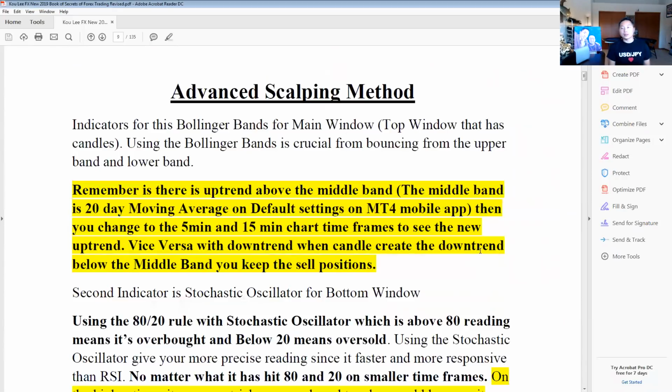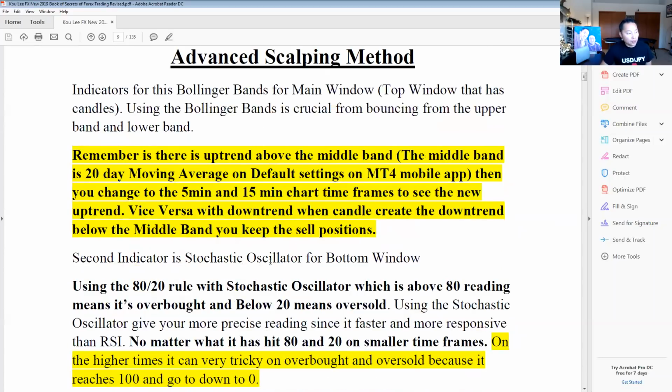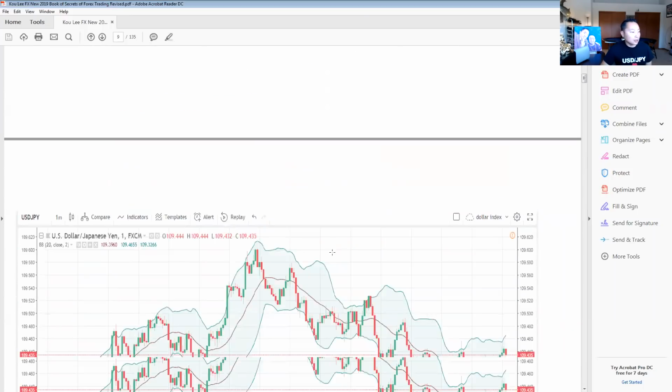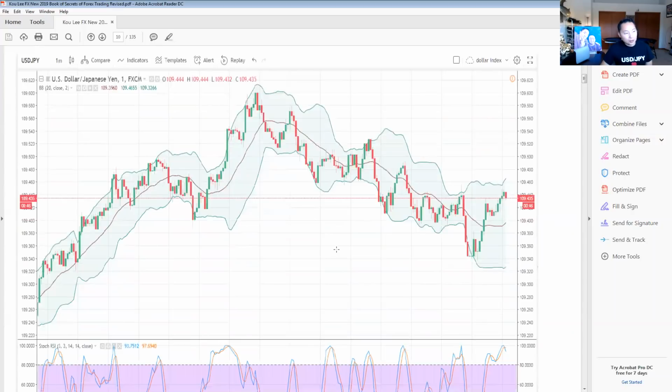With advanced scalping, there are so many ways to diversify your scalping methods and techniques. Here, I'm talking about the Bollinger Bands with the stochastic. Notice that this is the same exact chart from the previous one, except I put the Bollinger Bands on and I put the stochastic on. Same exact chart, just with indicators, compared to the naked chart.